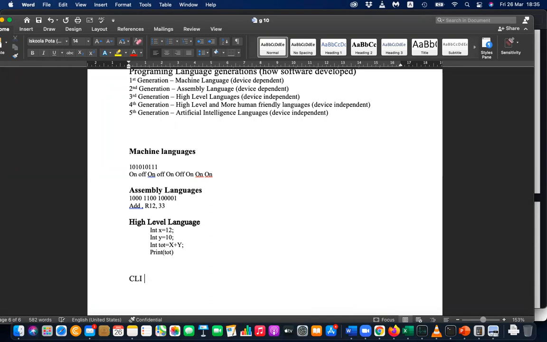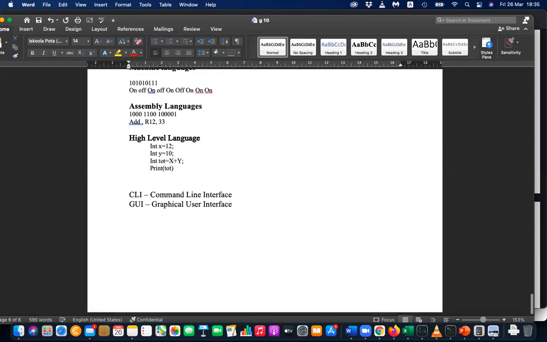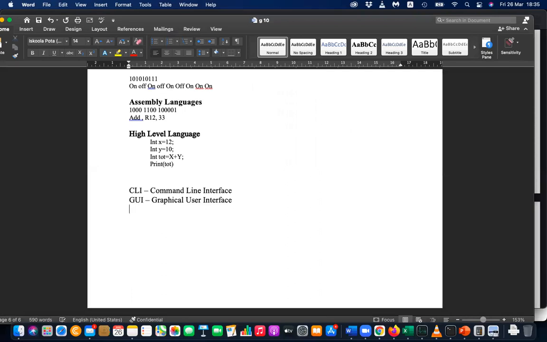What is CLI? That is command line interface. We will learn this in a future lesson, right? But at that time, I will ask. And GUI means graphical user interface. CLI is command line interface, GUI is graphical user interface.